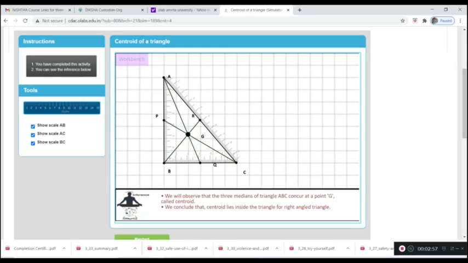So all the three medians are drawn and they meet at a point. That point is known as the centroid. So here G is the centroid of the triangle ABC, where ABC is a right angle triangle.